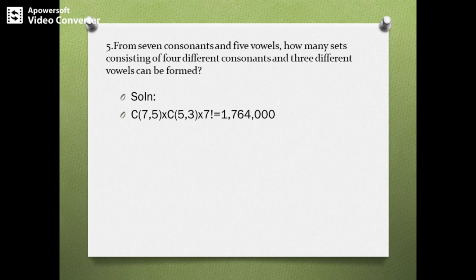So therefore the sets that can be framed are C of 7 comma 4 into C of 5 comma 3 into 7 factorial, which is nothing but 17,64,000.